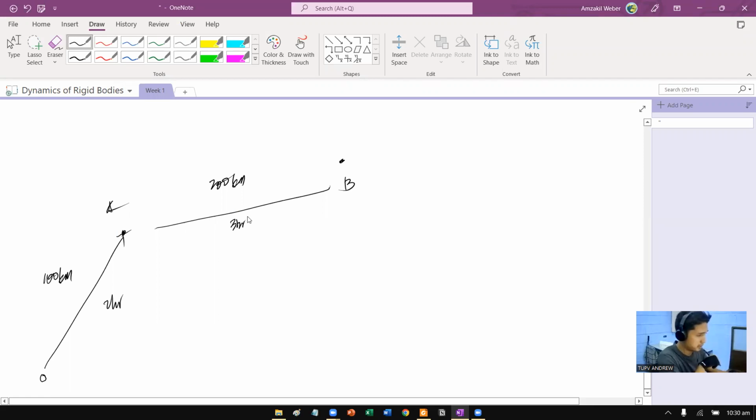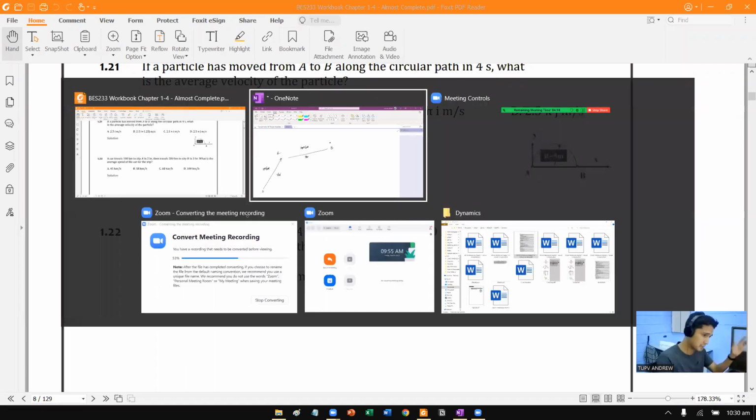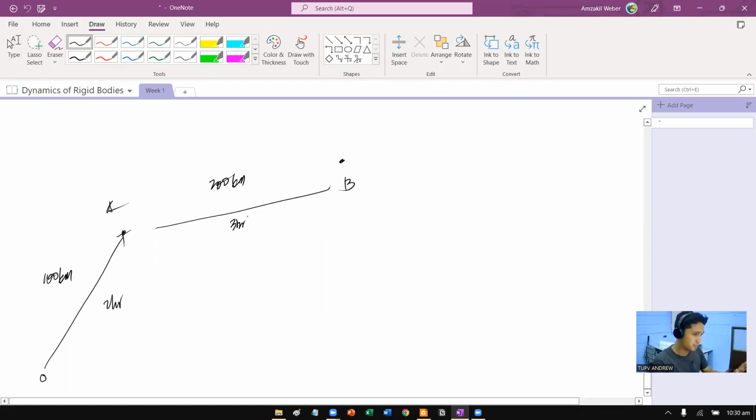The question asks for the average speed of the car, not the velocity. We don't know the locations of A and B in space, so it is impossible to find the average velocity. Velocity is directional. All we have is the distance from the origin to A, 100 kilometers in 2 hours, and from A to B, which can be a curve, 200 kilometers in 3 hours. That's why the question is, what is the average speed?